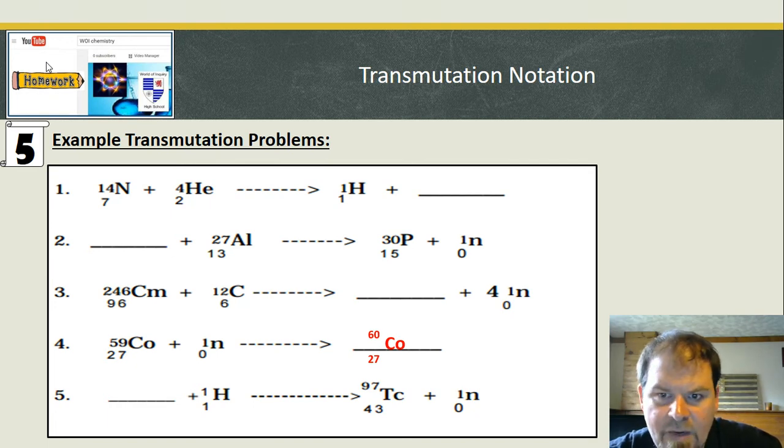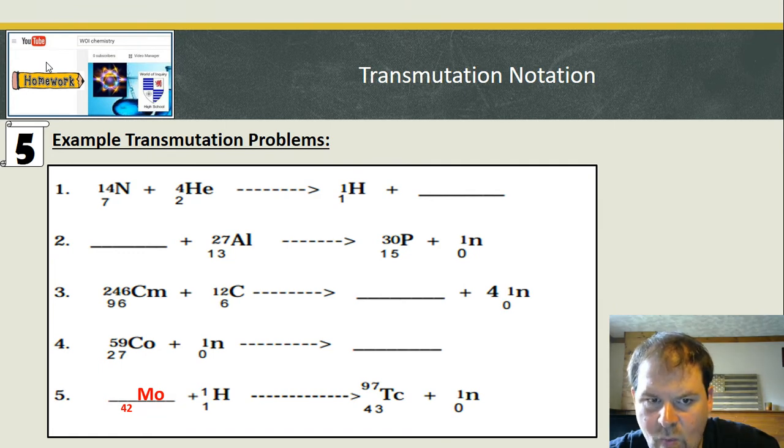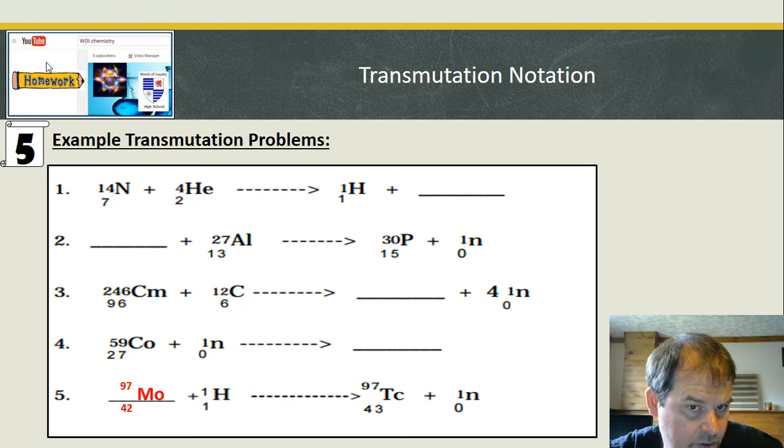Okay. Here I got to go backwards. I got 43 minus 1 is 42. Element 42 is MO. And then I have 97 and 1 is 98 on the product side. Subtract out the 1 on the reactant side, and I come back down to 97. So the total mass on the reactant side has to equal the total mass on the product side. The total atomic number, or total protons, the bottom number, on the reactant side has to equal the total protons on the product side.